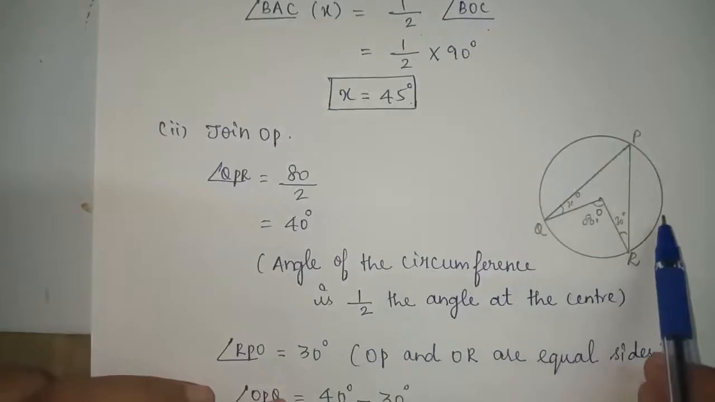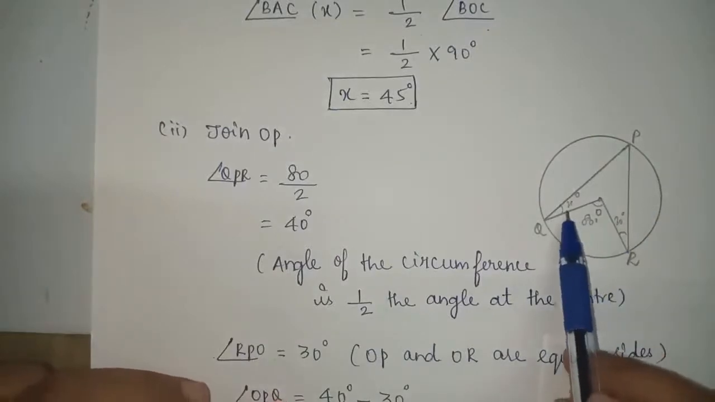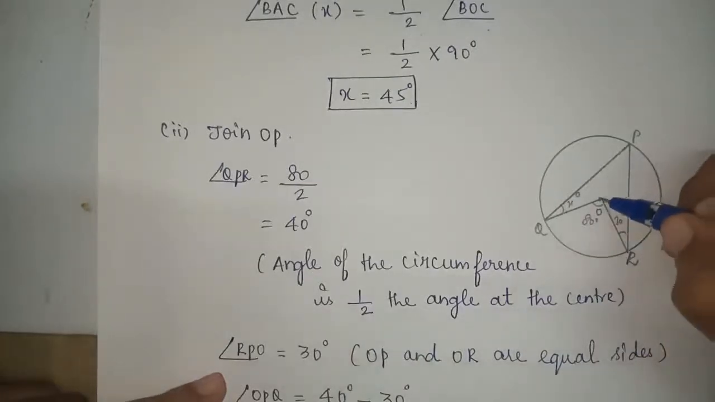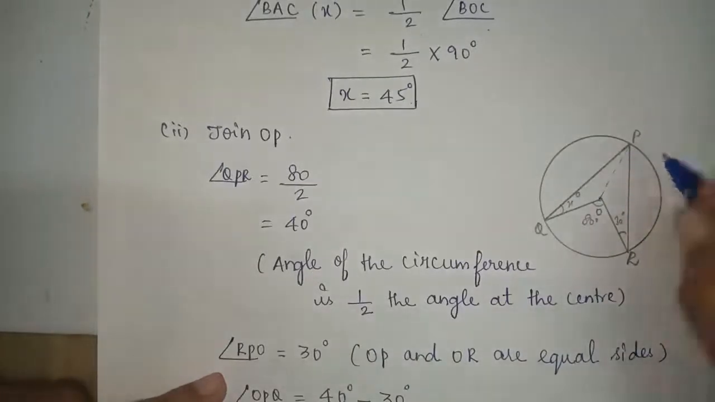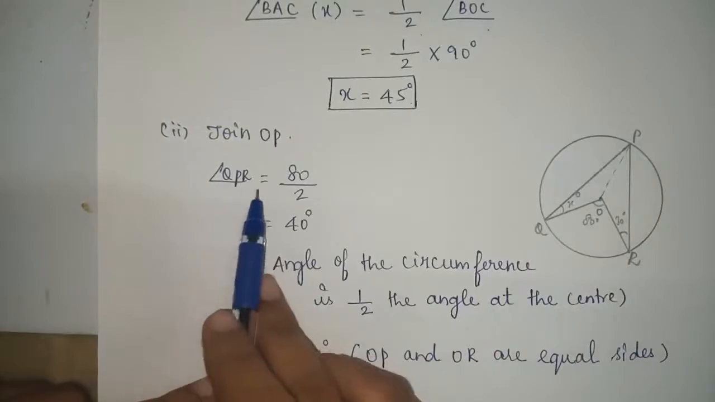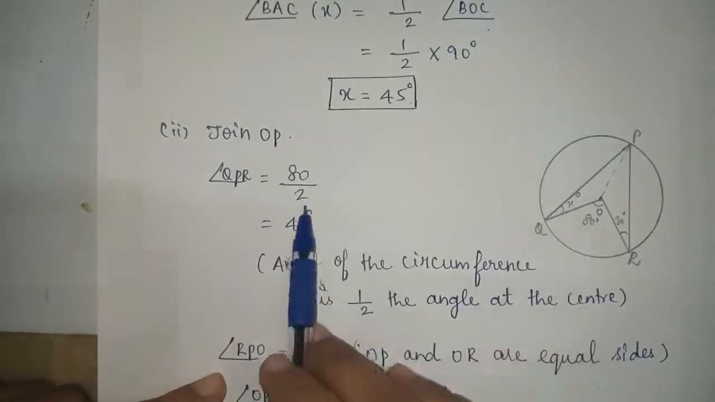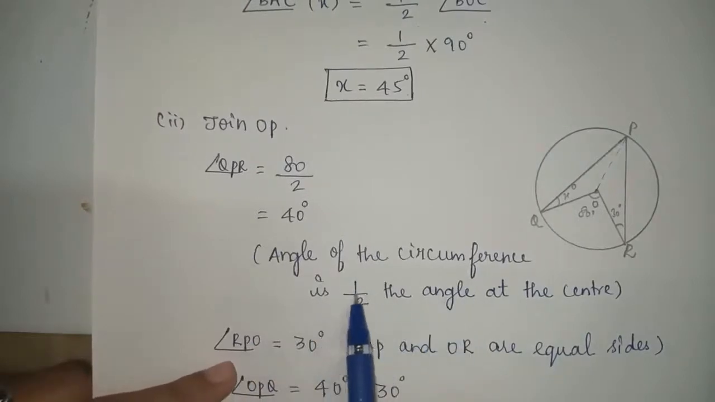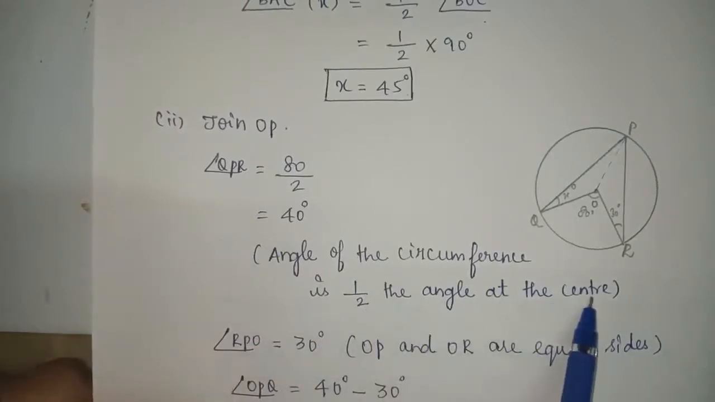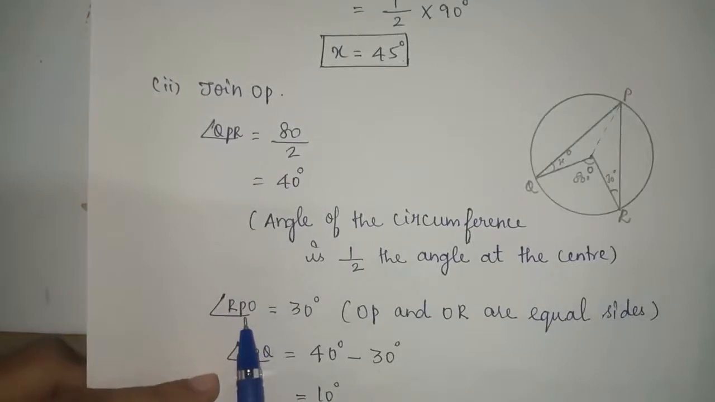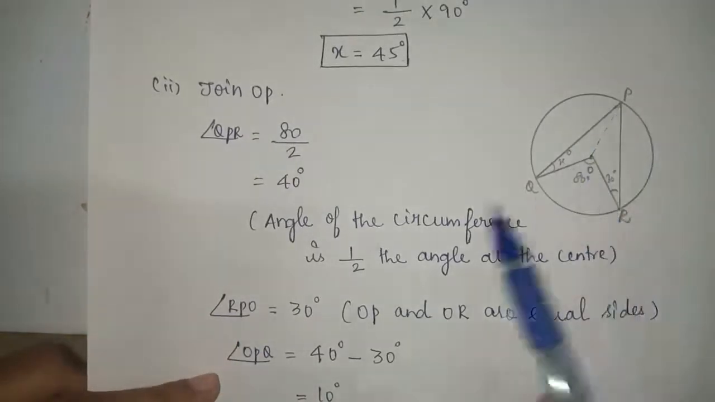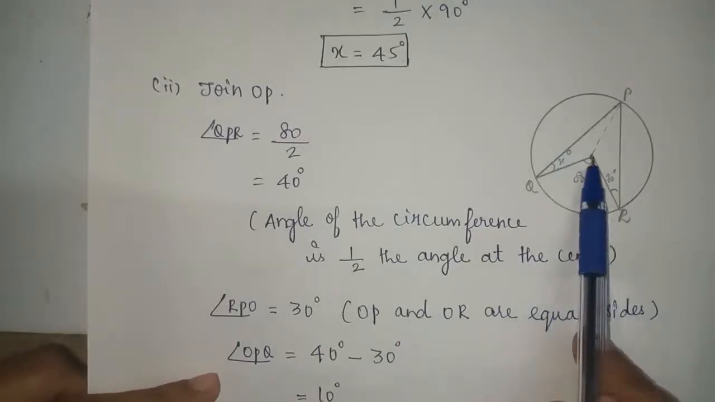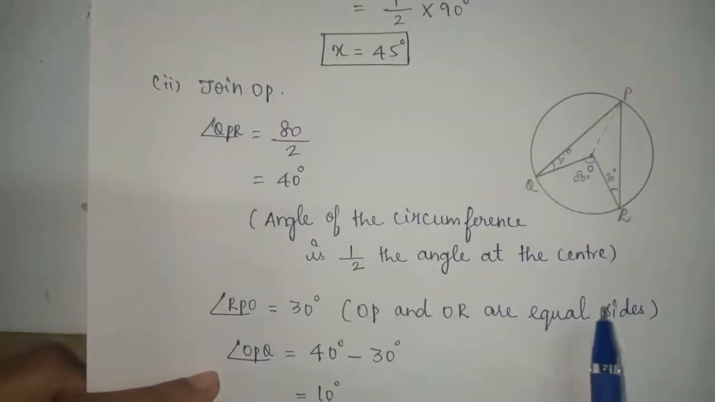Here we can see a circle. You have to find the value of x. So join OP by using dotted lines. We can see angle OPR is equal to 80 divided by 2. We get 40 degree, because the angle at the circumference is 1 by 2 the angle at the center. So angle RPO is equal to 30 degree because OP and OR are equal sides.